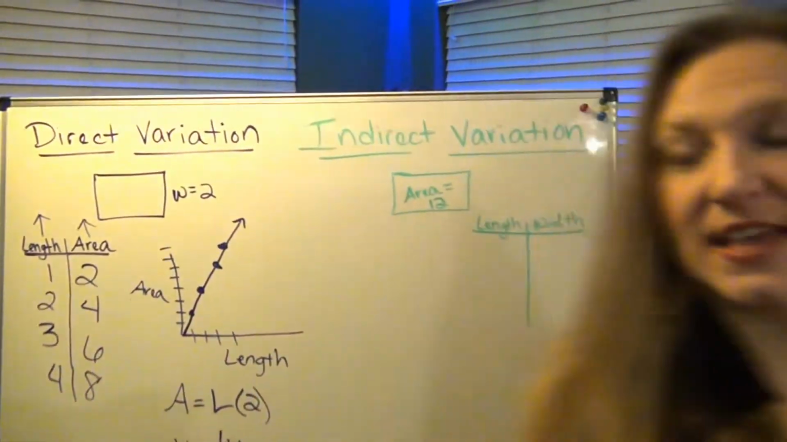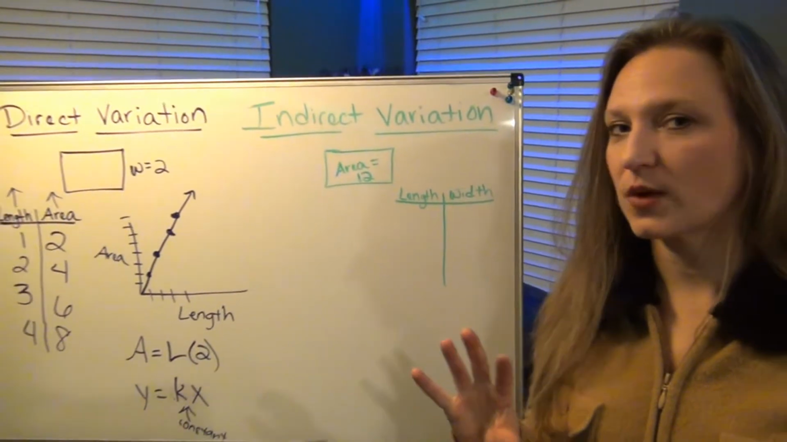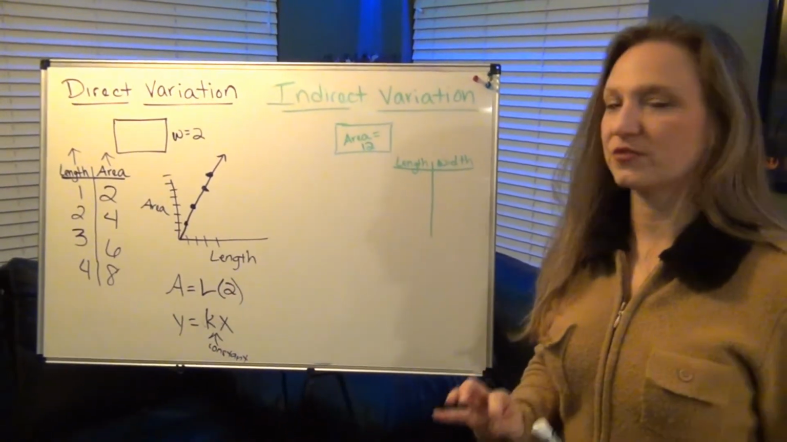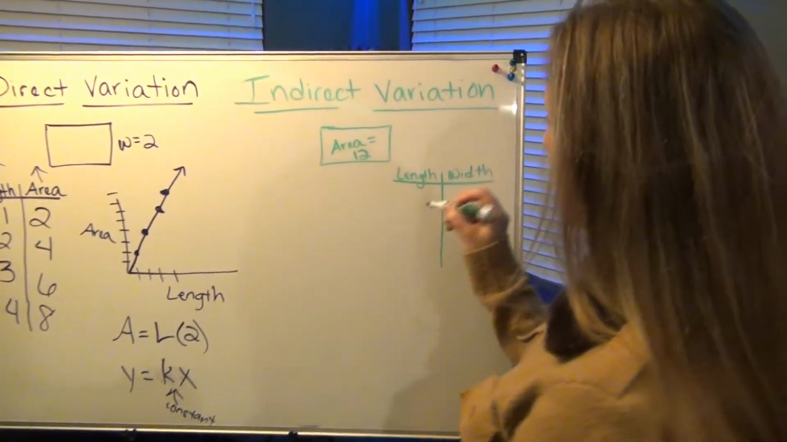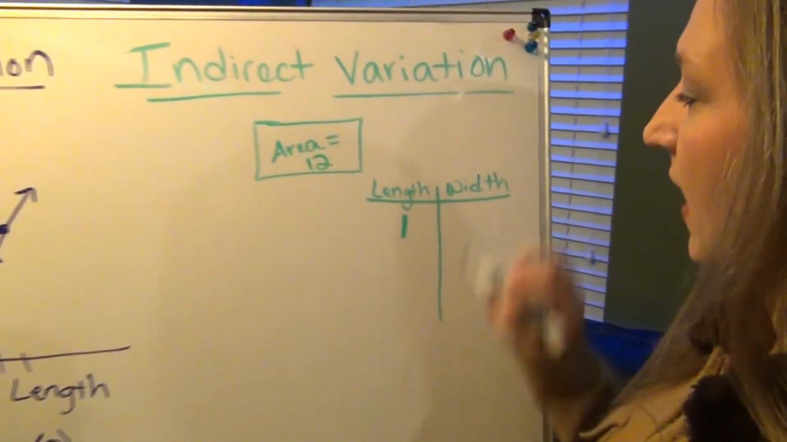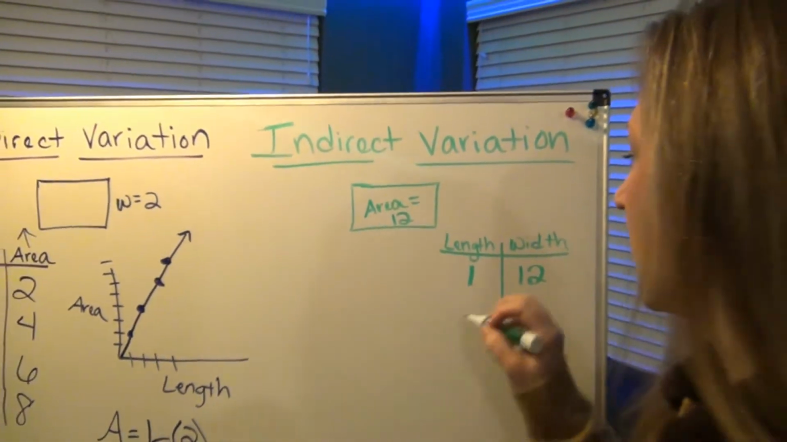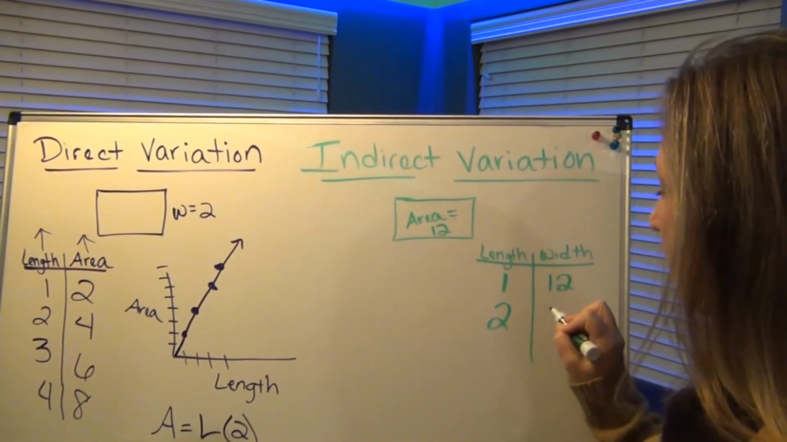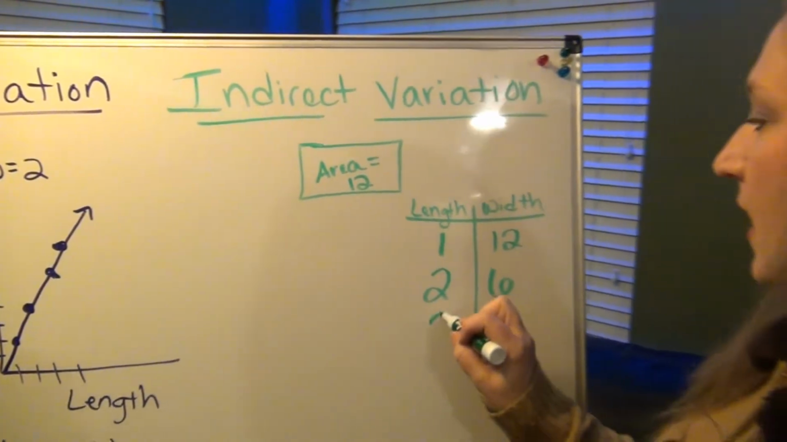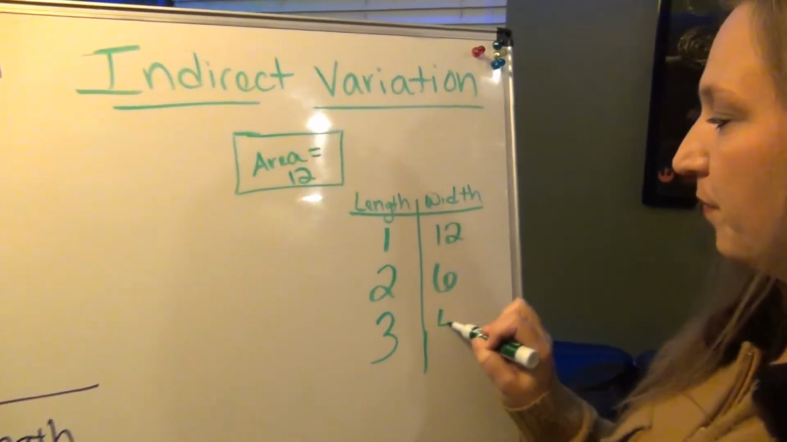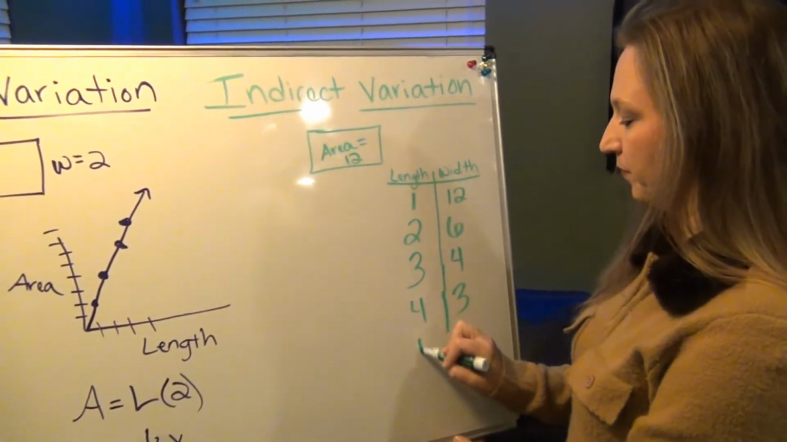So, using this same scenario, I'm now going to hold constant the area. I'm telling you that this rectangle can only have an area of 12. So let's think of some possible lengths and widths. Well, if we have a length of 1, then my width is going to have to be 12. 1 times 12 is 12. If I have a length of 2, then my width would have to be 6 to keep my constant area of 12. If I have a length of 3, my width has to be 4, and so on.